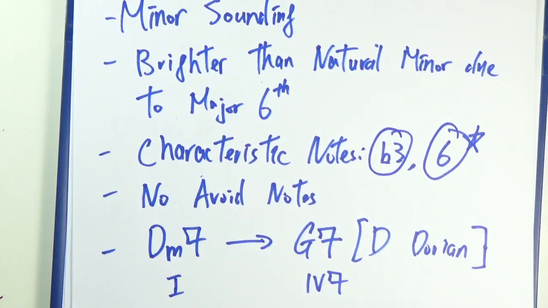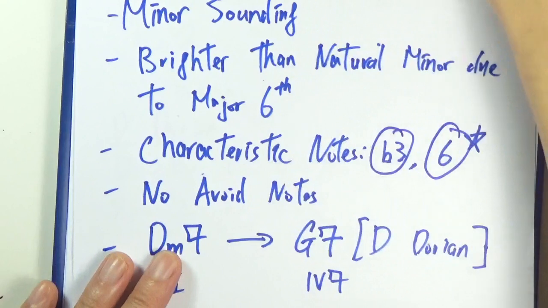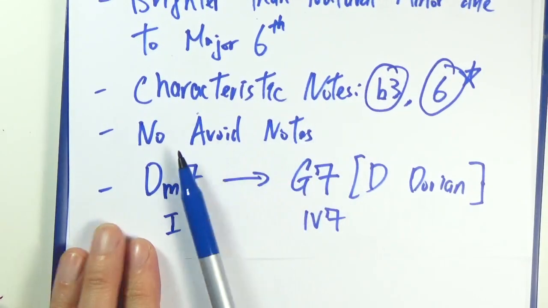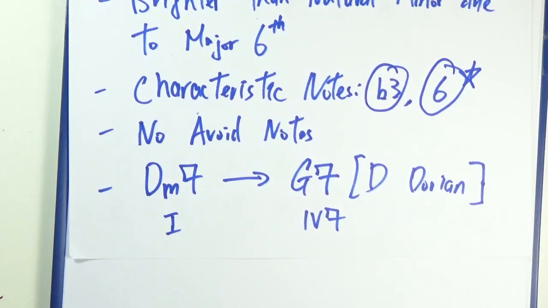I would say the major 6 is more important here, because when you hear Dorian, it's definitely minor, but what distinguishes it from natural minor is the major 6. In general, there are no avoid notes, so all the notes are good to use.